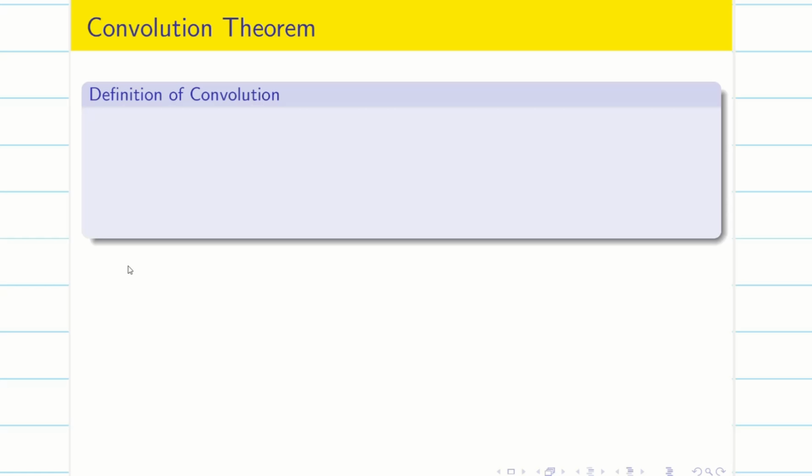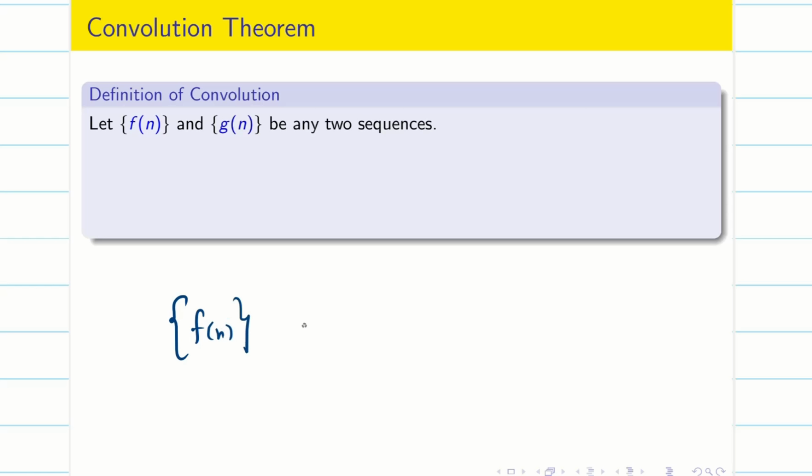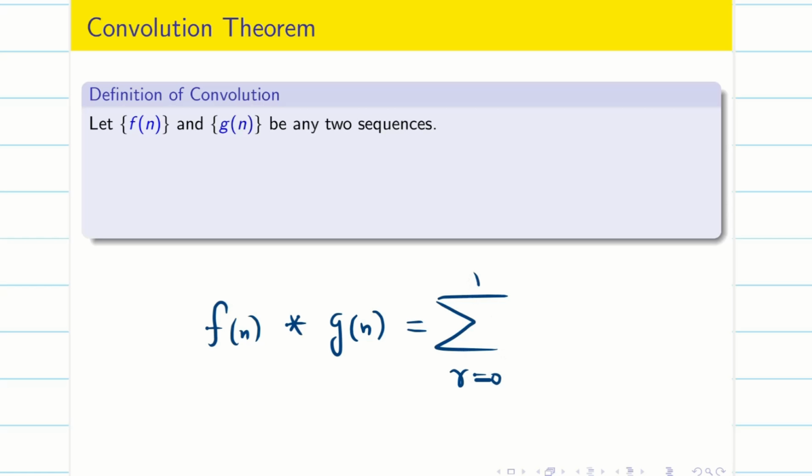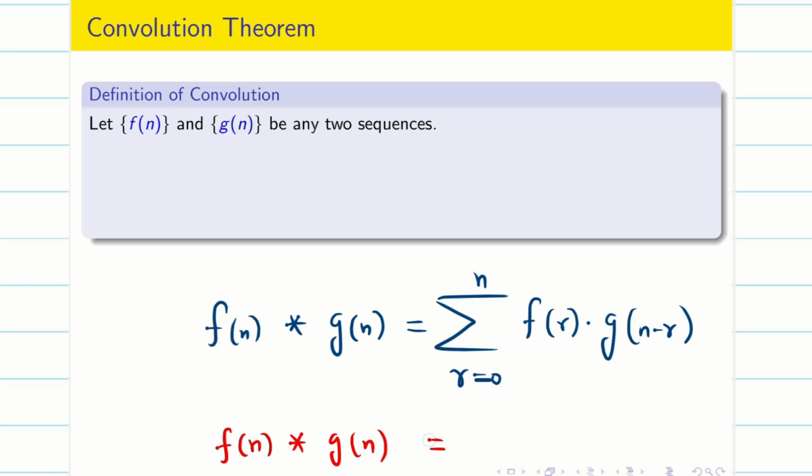Before going to the problems, let us know the definition of convolution and convolution theorem. Let f of n and g of n be two given sequences. The convolution of two sequences is given by the notation star. So f of n star g of n is equal to the sum from r equal to 0 to n of f of r into g of n minus r. And we have a very important property for convolution, that is it satisfies the commutative property. That means f of n star g of n is equal to g of n star f of n.